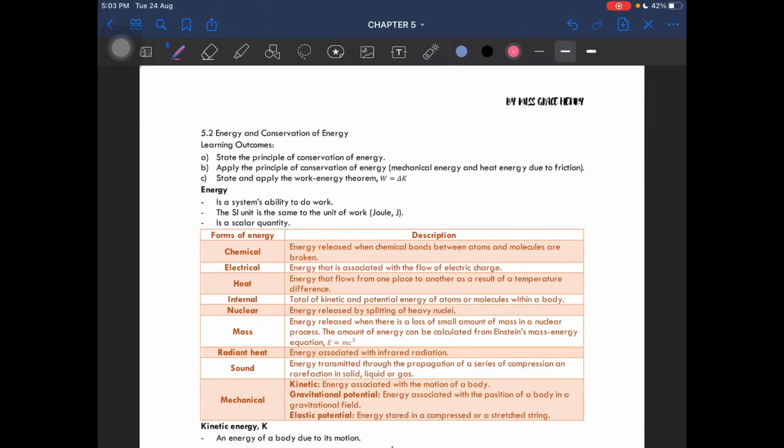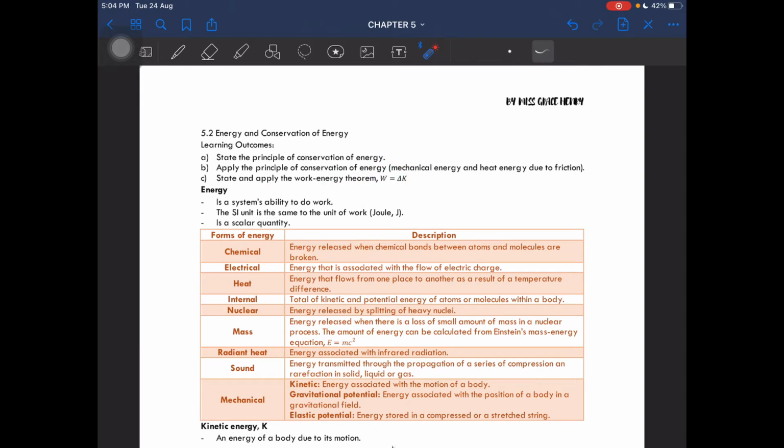Right, subtopic 5.2, which is on energy and conservation of energy. In this subtopic, you have to be able to state and apply the principle of conservation of energy. So we have mechanical energy and heat energy due to friction. And then you also have to state and apply the work energy theorem.